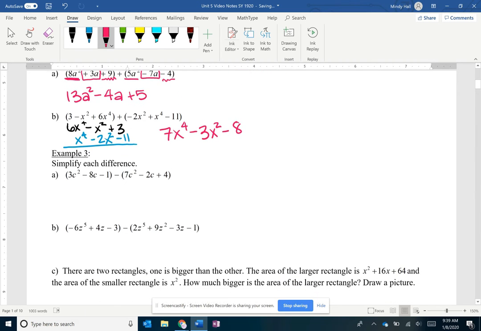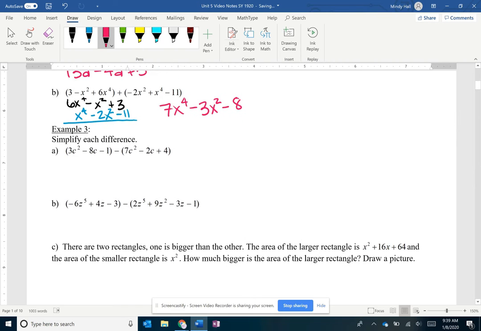All right, so then for example 3, we are going to simplify the difference, but you need to be careful because we are simplifying and it is a difference. You have to distribute that negative 1 that is there. I just like personally rewrite it because I find it easier, but some people do not. 3c squared minus 8c minus 1.